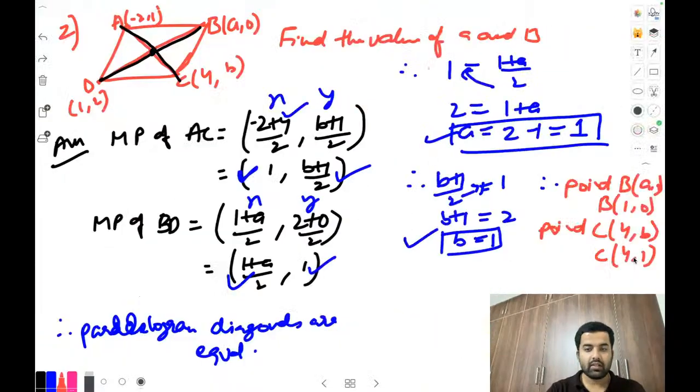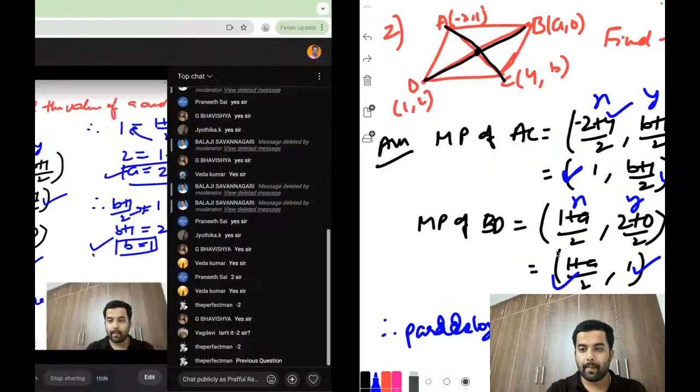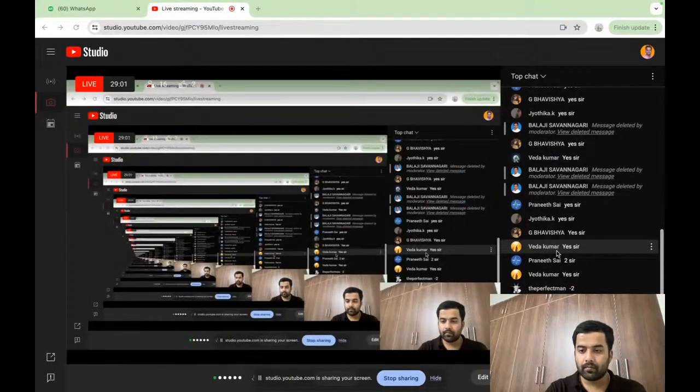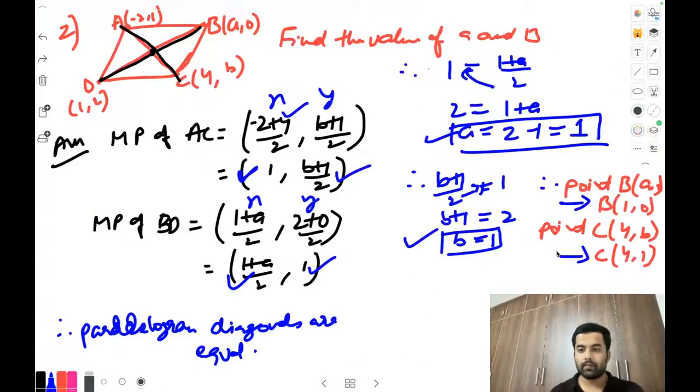Minus 2. Which one is minus 2? Which one are you talking about? Say this. B point is this. Let me make a mark here. This is the first answer. This is the second answer. Okay. Check this out, everyone. Check this out. What we did here. We'll just wait for 2 minutes and then we'll proceed further. Understood?